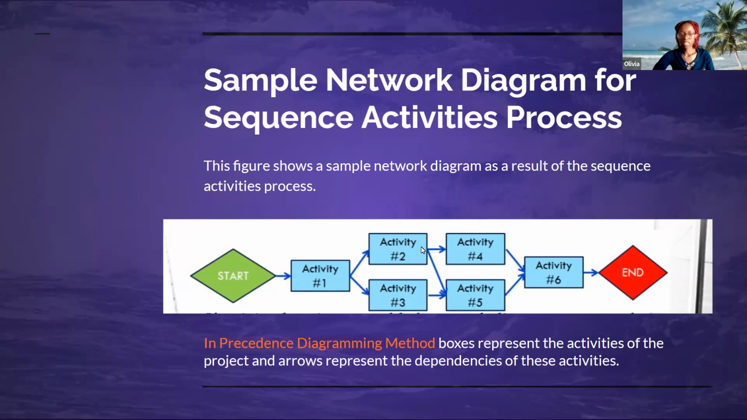And you can see that there is an arrow from activity 2 down to activity 5. That arrow is simply saying that activity 5 is dependent on activity 2. So without activity 2 being completed, you cannot start activity 5.